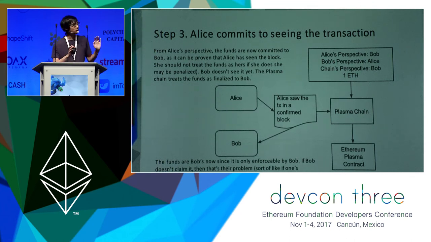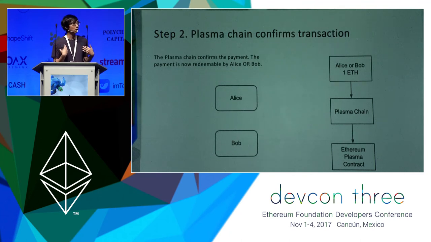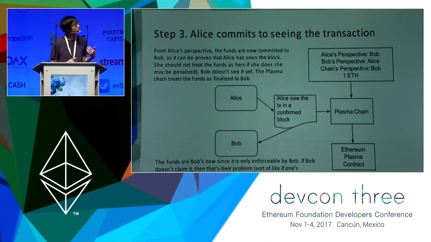Step three. This gets a little bit tricky, but it'll make sense. Alice then submits a commitment signed by herself that she has seen that previous transaction, and essentially she's able to prove it because she can see the data there and sees the Merkleized commitments. So she's like, okay, cool, this money's no longer mine. She passes it off into the Plasma chain and Bob, and now from her perspective, it's not her money anymore. If she tries to claim it, that's bad news for her because she's not able to do that or gets penalized.